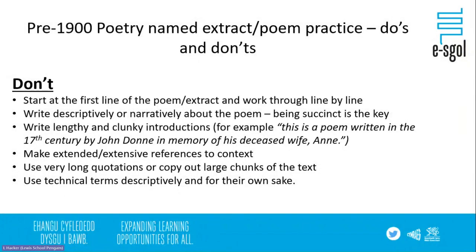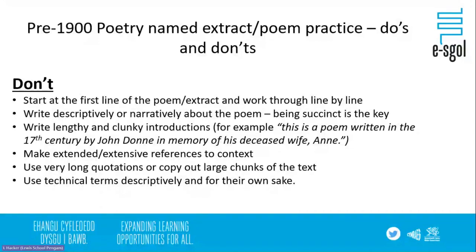Don't start at the first line of the poem or extract and work through line by line. That is not what this question is asking you to do. It wants you to be specific, to look at a specific theme or idea in the poem. You're not going to do yourself any favours with marks or time if you try to go through every line of the poem. Don't write descriptively or narratively about the poem. Being succinct is key. So don't retell the story of what's going on and so on and so forth. You don't have time for it, and it's not particularly academic.